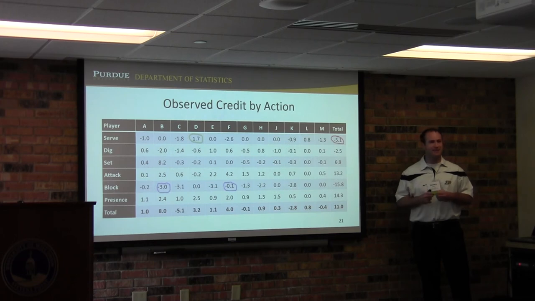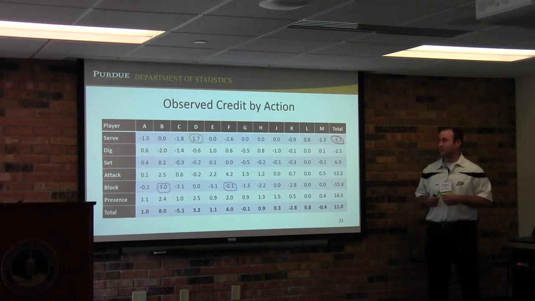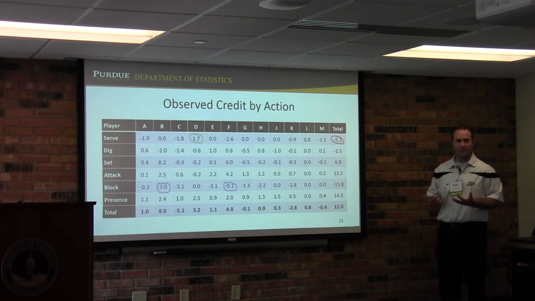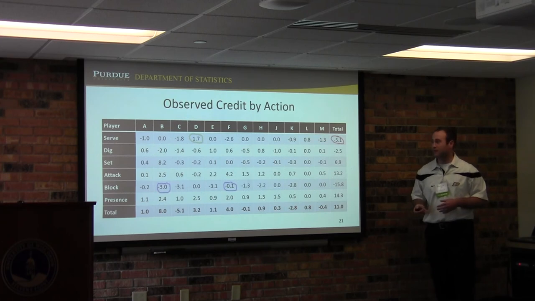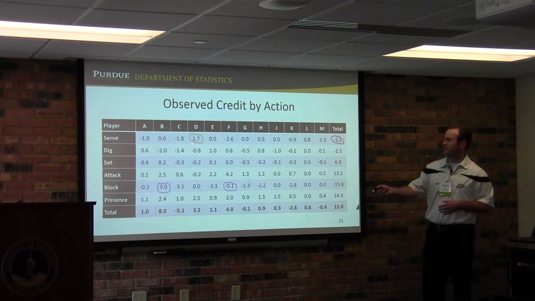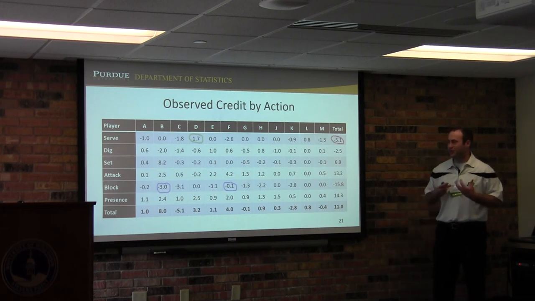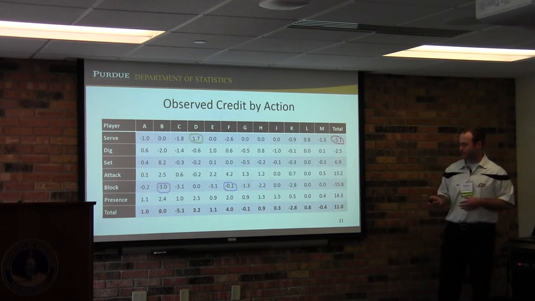And since it's additive, we can split it up in a lot of different ways. So here I have it by action. The team in total lost 5 points to serving. Serving is a lower probability thing. But player D contributed 1.7 points to serving. So now we know just from this that player D served really well in those two games.